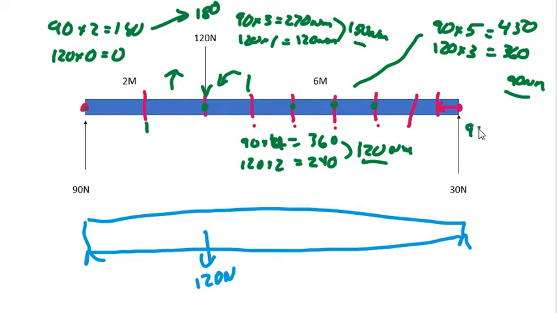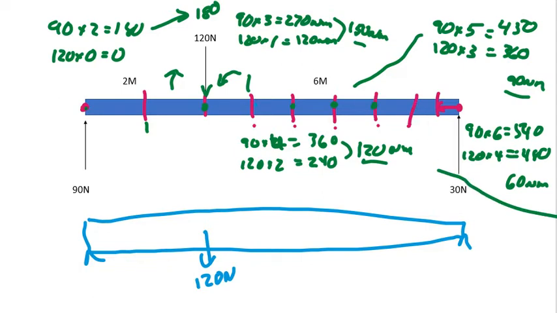Let's just see. So it's going to be 90 times 6 because we're 6 meters from the end, but the 120 is 4 meters away. 90 times 6, 540. 120 times 4, 480. And I combine them. I'm at 60 Newton meters, so it's another drop of 30.